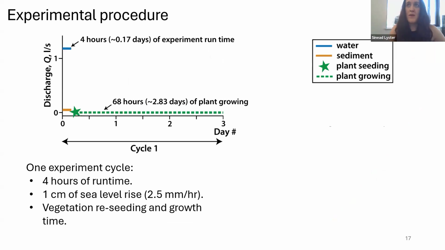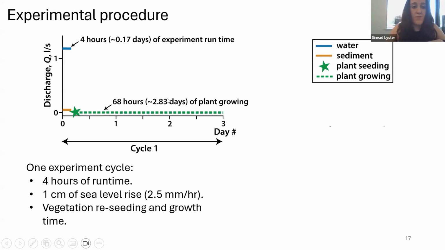So how did I run this experiment? We ran the experiment in cycles. So just to show you what one experimental cycle looks like. An experimental cycle was 4 hours of runtime, which you can see in here. That's my sediment feed and that's my water feed. And then at the end of this 4 hours, we reseeded the vegetated delta and then we left it for a few days to germinate and grow. And these seeds were all pre-soaked, ready to go when we distributed them across the delta. So that's what one cycle looks like.